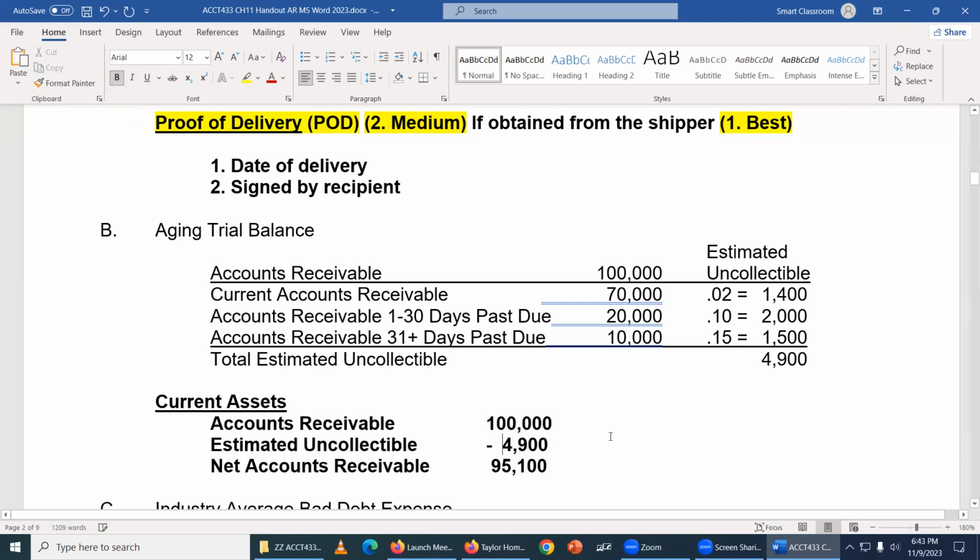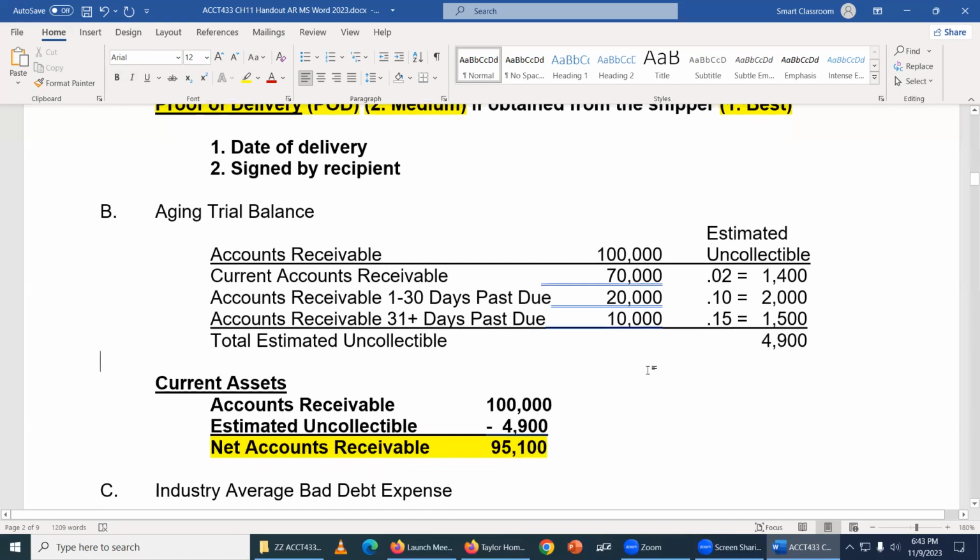So this is what would be shown on the balance sheet. And a couple things: this uncollectible expense, the estimate, will be an expense, so this will show up on the income statement somewhere. And also you're telling the reader, look, we've got 100,000 of accounts receivable, don't expect to see that. Most likely we're going to get about 95,100 out of it.